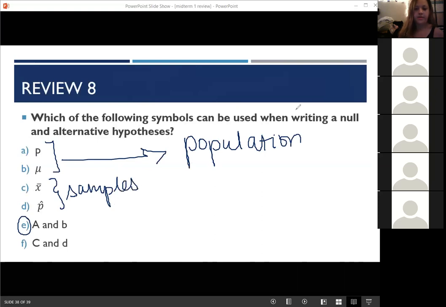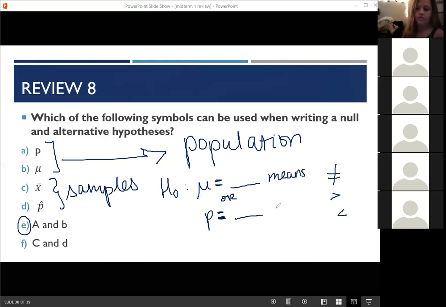But remember, since our null and alternative are always written in terms of our population, your null is always going to look like this. It's always going to be mu equals something, or if it's a proportion, it'll be p equals something. So remember, always an equal sign. And the alternative will be the same thing, except it won't contain an equal sign. It'll either contain not equal to, greater than, or less than, but it will always contain mu or p for means or proportions.